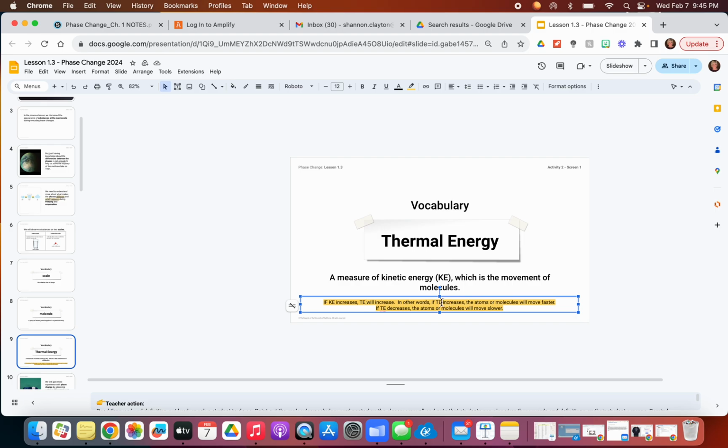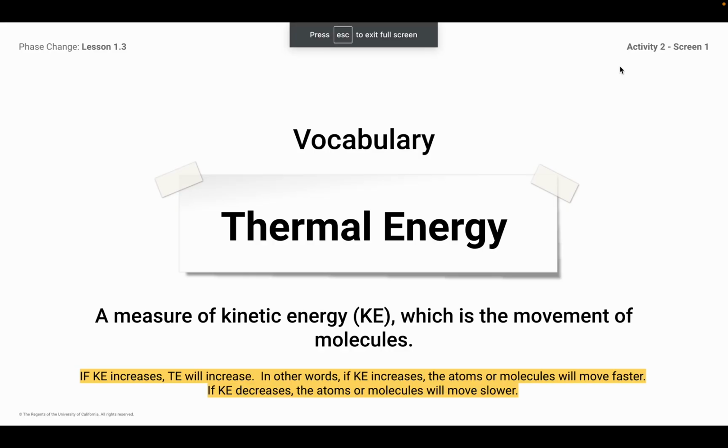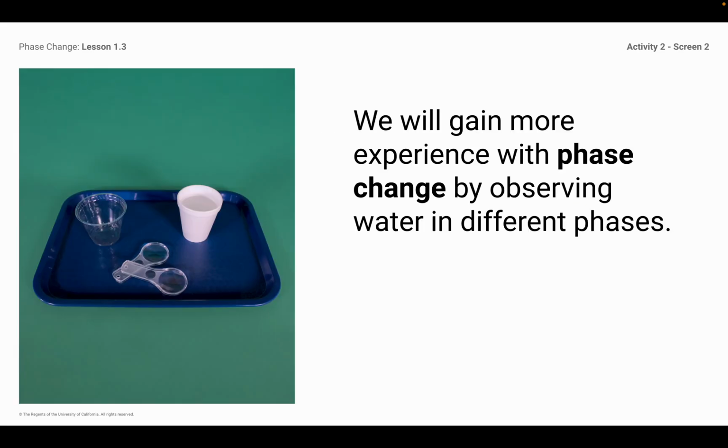So in other words, if kinetic energy, and notice that I use the abbreviations KE and TE, but I capitalize them. So you can do that too. You don't have to write out thermal energy or kinetic energy. You can just write KE or TE. So in other words, if kinetic energy increases, the atoms or molecules will move faster. If kinetic energy decreases, the atoms or molecules will move slower. That's what I want to say. Okay. I'm going to let you finish writing your definitions down here, and then go ahead and move on to the next slide.